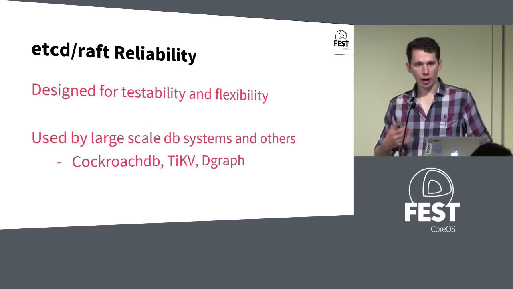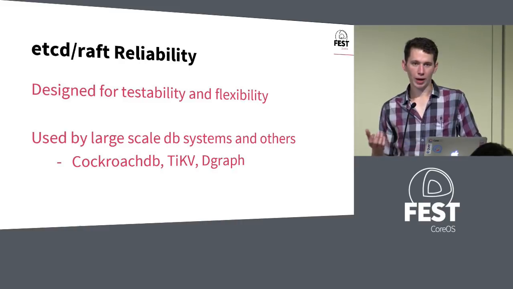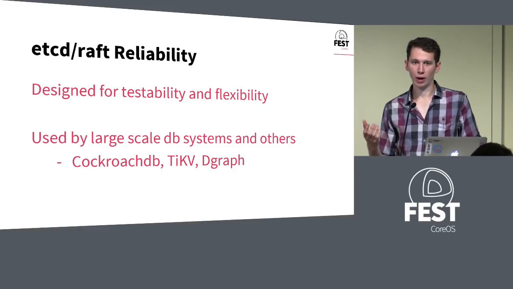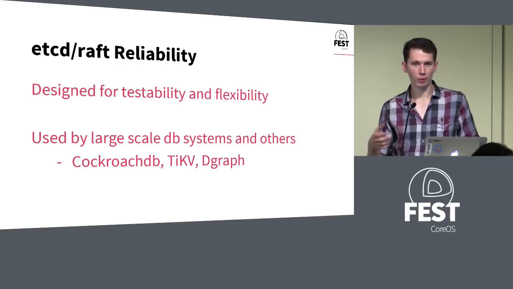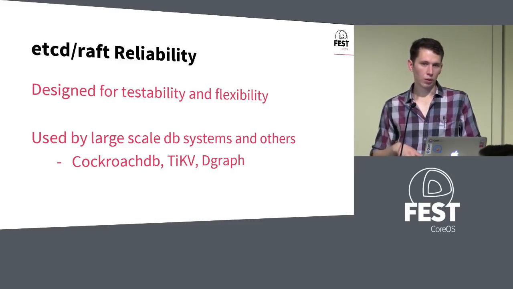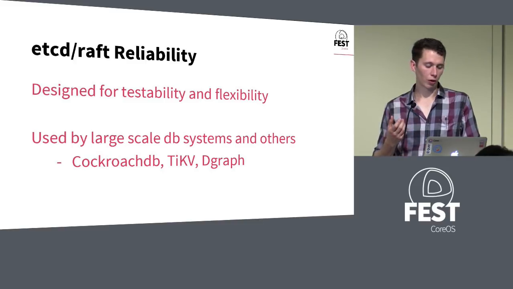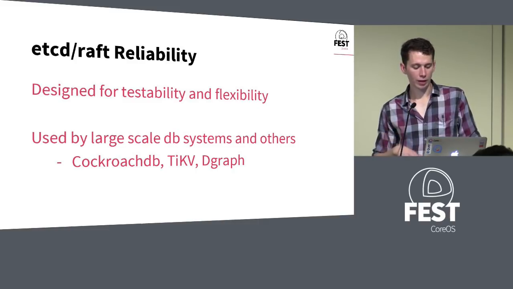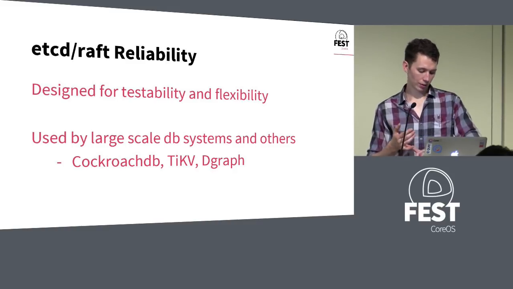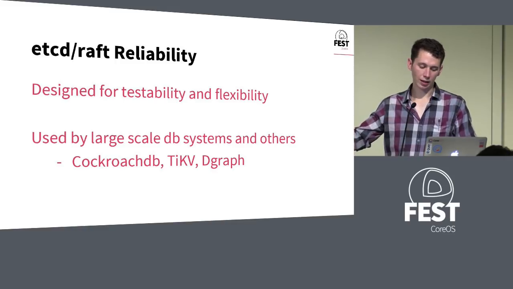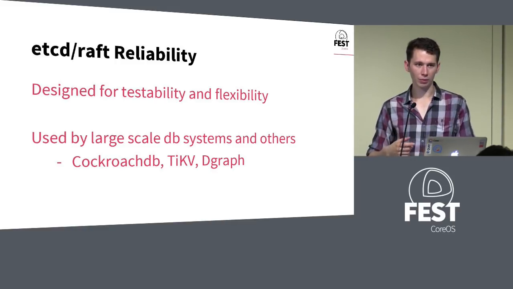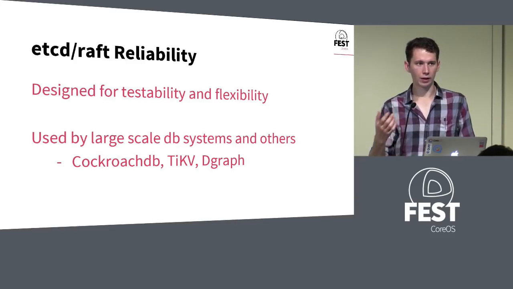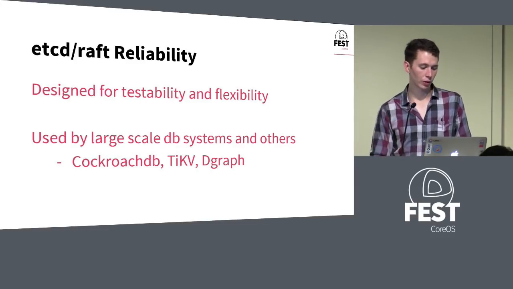All right. And then how etcd achieves this reliability is we use a package called etcd Raft, which is an implementation of the Raft white paper and algorithm state machine. The author of Raft is going to be giving a talk tomorrow about a new project he's been working on. But our package is designed for testability and flexibility, and it's used in a number of large-scale database systems today, not just etcd. So you have things like CockroachDB, a database called TiKV, which has ported our library to Rust, I believe, and then a distributed graph database called dgraph.